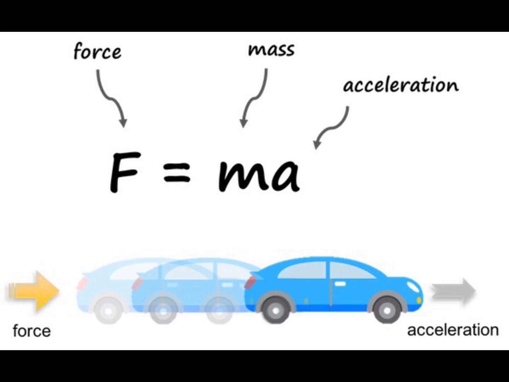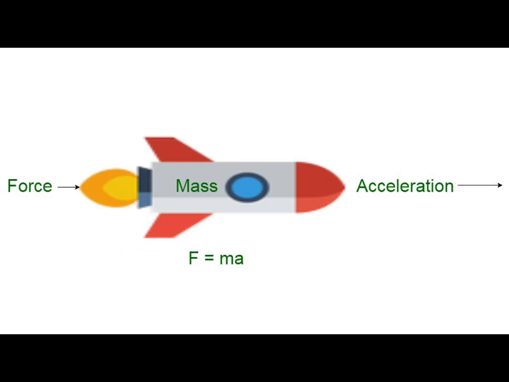Mathematically, it can be expressed with the following formula: F equals ma, which is force equals mass times acceleration, where F is the net force applied to an object, m is the mass of the object, and a is the resulting acceleration. This law tells us that the more force that is applied to an object, the more it will accelerate, and that the acceleration will be less if the object has more mass.